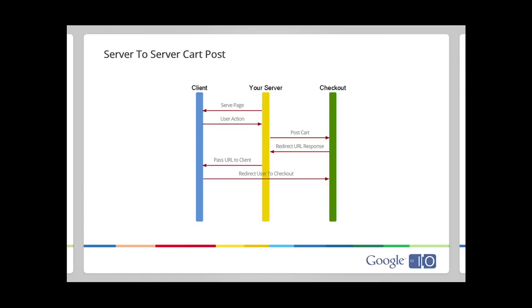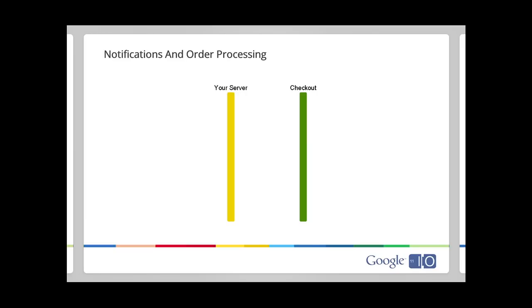So once your customer has completed the purchase, it's time to fulfill the order. The first piece of fulfilling an order is to find out about it. Checkout will automatically send you an email notifying you of the order. And we'll also have the notification API. So notifications are important to sync between checkout and your server.